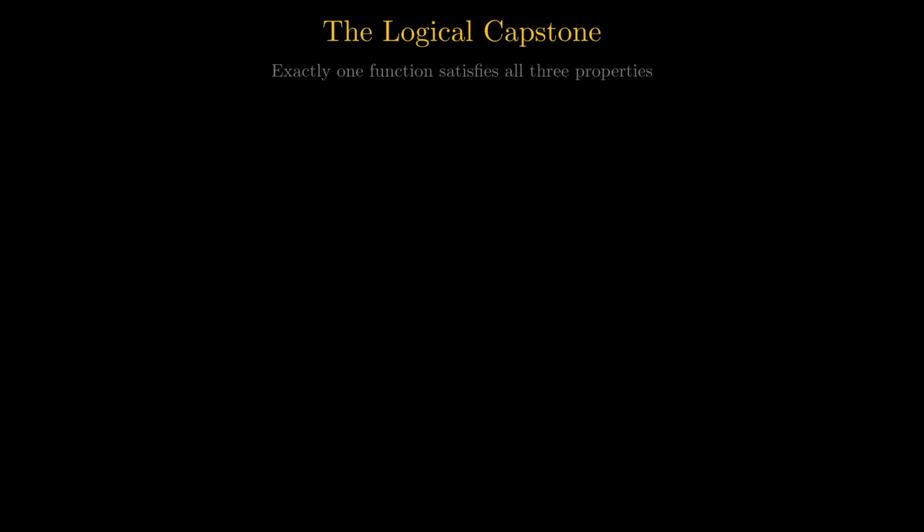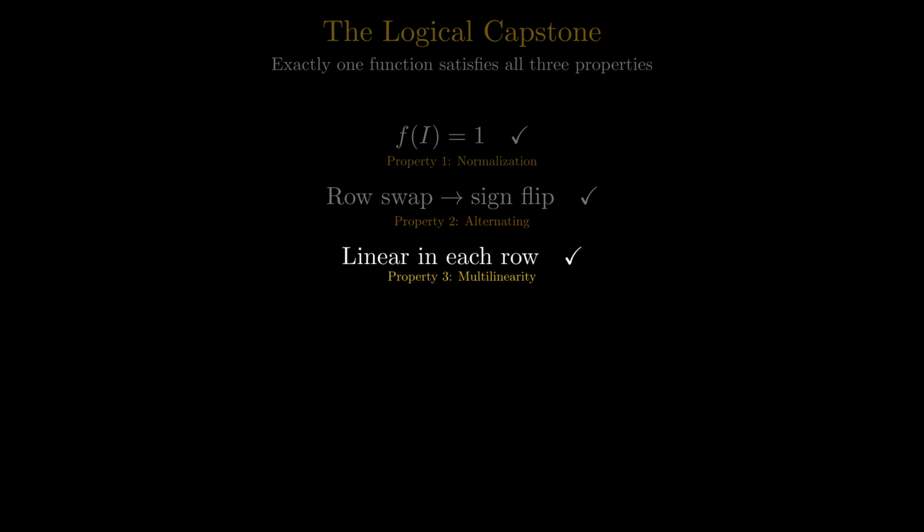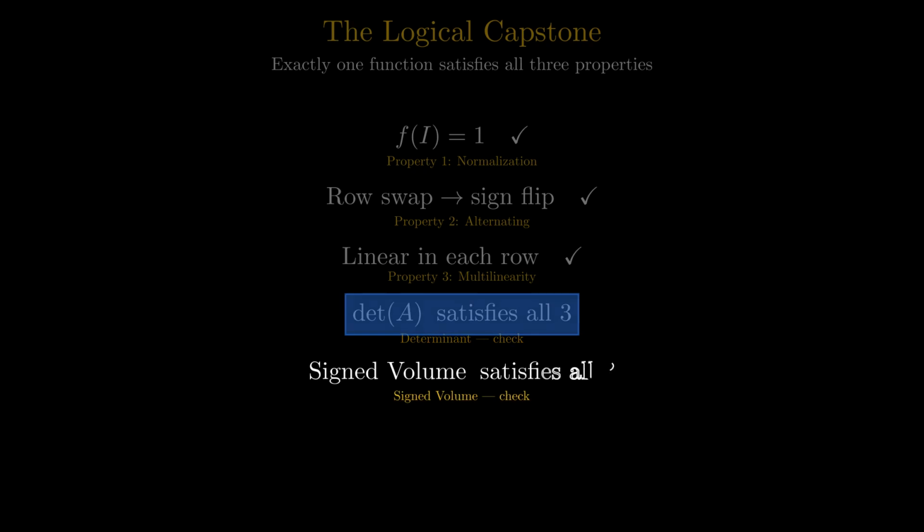Here is the logical capstone of our argument. We proved earlier that exactly one function satisfies all 3 properties. Let's list them. Property 1, f of the identity matrix equals 1. Property 2, swapping 2 rows flips the sign. Property 3, the function is linear in each row. Now, the determinant satisfies all 3 of these properties. Check. And signed volume also satisfies all 3 of these properties.